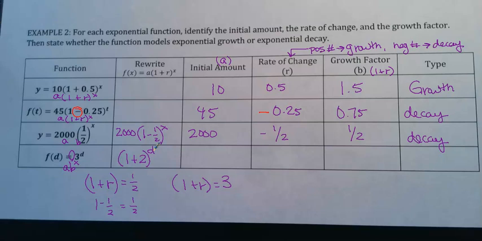Excellent. So what is our initial amount here? There's no a written. We know that it's 1. Okay, what's our rate of change? Perfect. It's a 2. What's our growth factor? Growth factor is what we were given, right? It was the 3, or the 1 plus 2 equals 3. And is this modeling exponential growth or decay? We have a positive rate of change, so it is growth. Very nice.